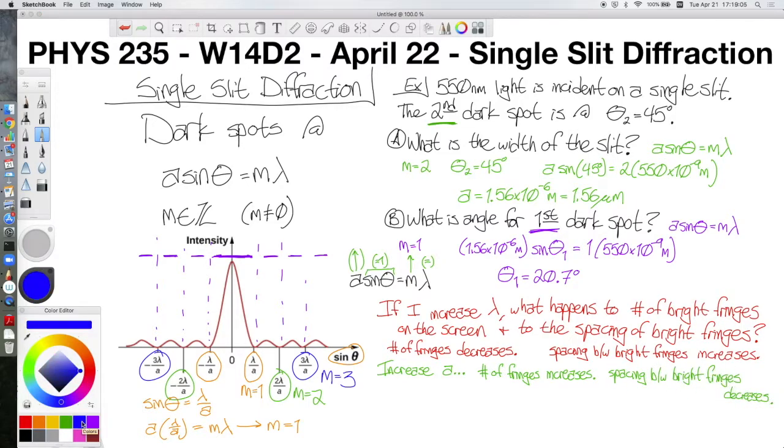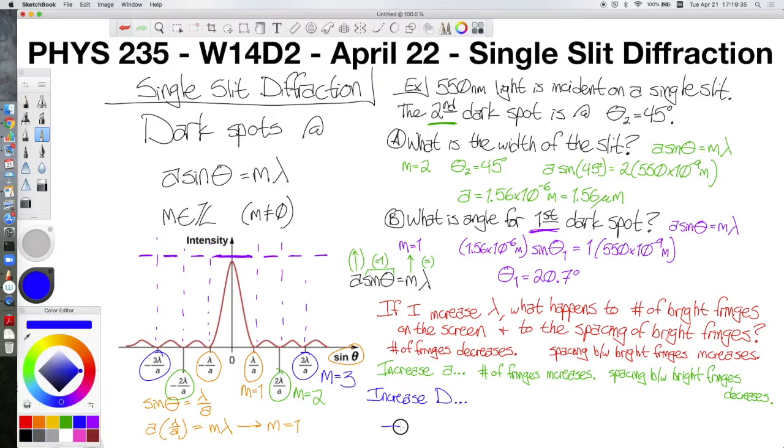Only one other clicker question here. What if we leave everything the same and we just increased big D? We increased the distance of the screen from us. We moved the screen further away. Well, it will turn out that the number of bright fringes isn't really going to change.